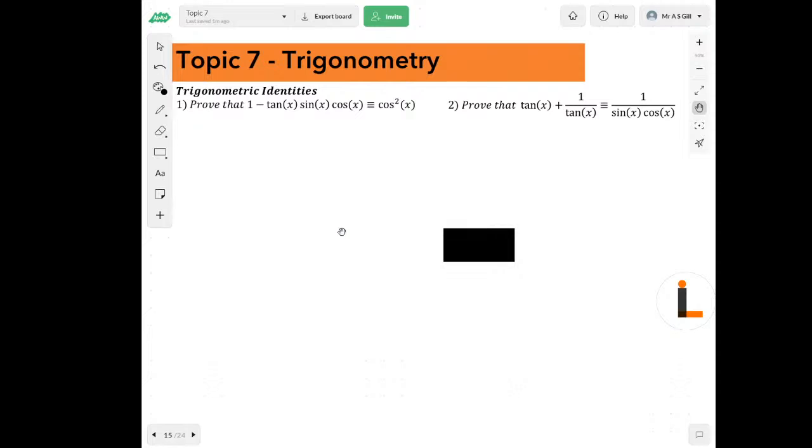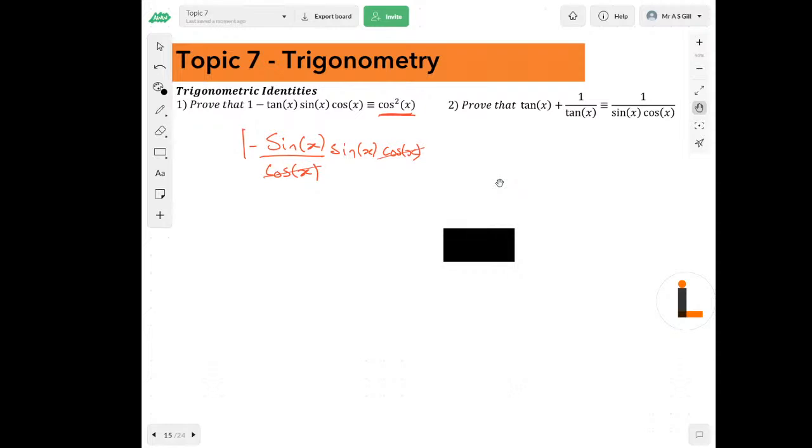So question 1, like I said, I would keep the right hand side the same. The left hand side, the first thing I'm going to do is get rid of this tan x and change it into sine x over cos x. And then we get this times sine x times cos x. And we can see here then this cos x will cancel with that cos x.